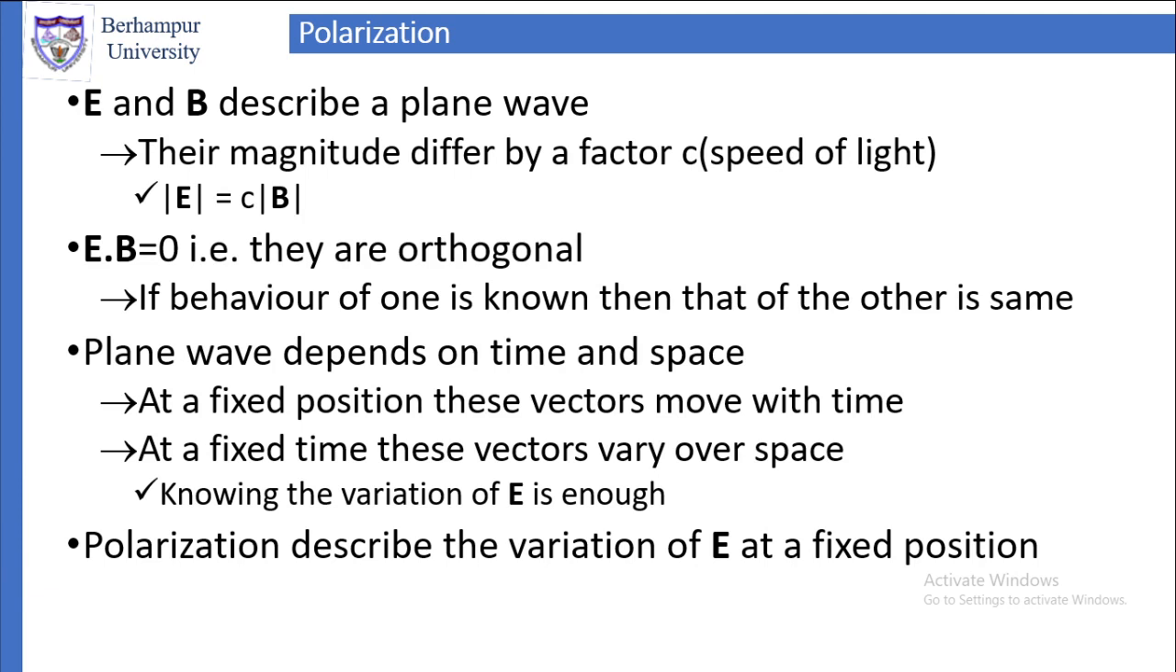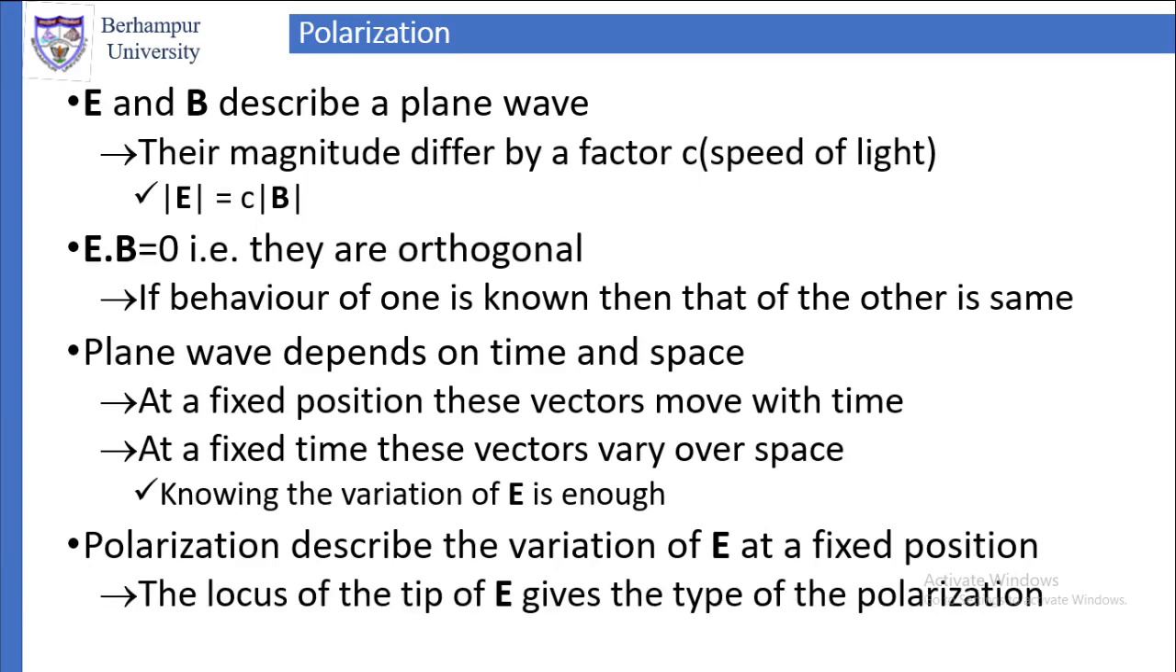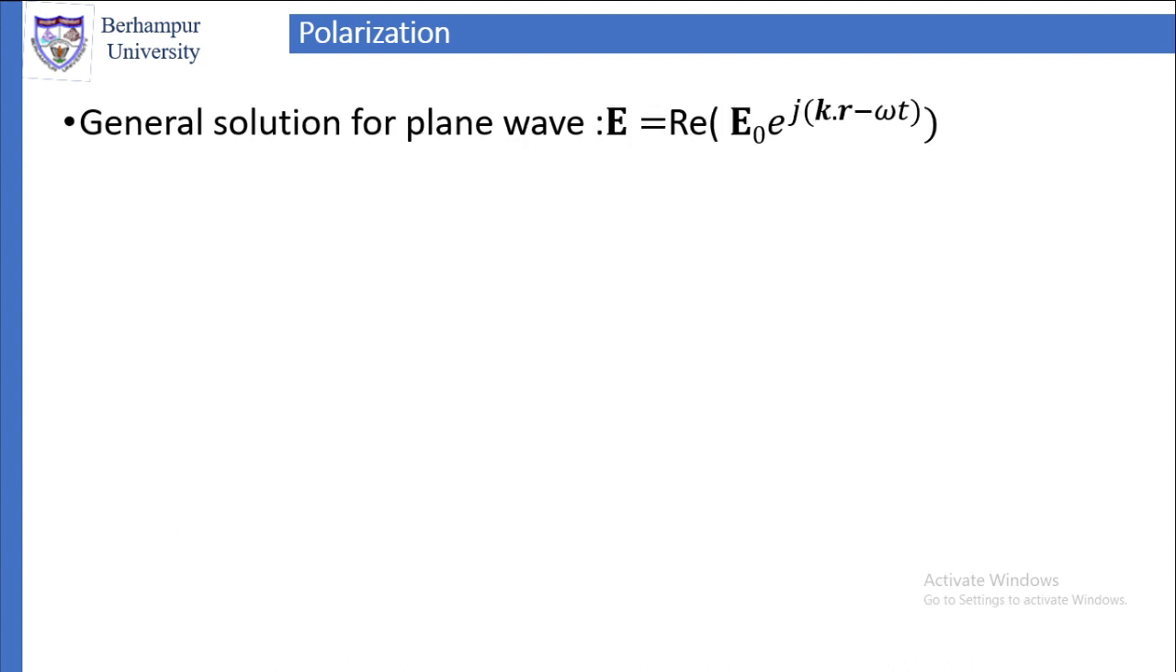Now comes the polarization. Polarization describes the variation of E at a fixed position. If we fix the position, how is the field E varying? It is varying with time. So how E varies with time at a fixed position describes the polarization. This is the actual time variation. E is a vector, and the locus of the tip of this vector E gives the type of polarization. Depending on the locus, we get the polarization.